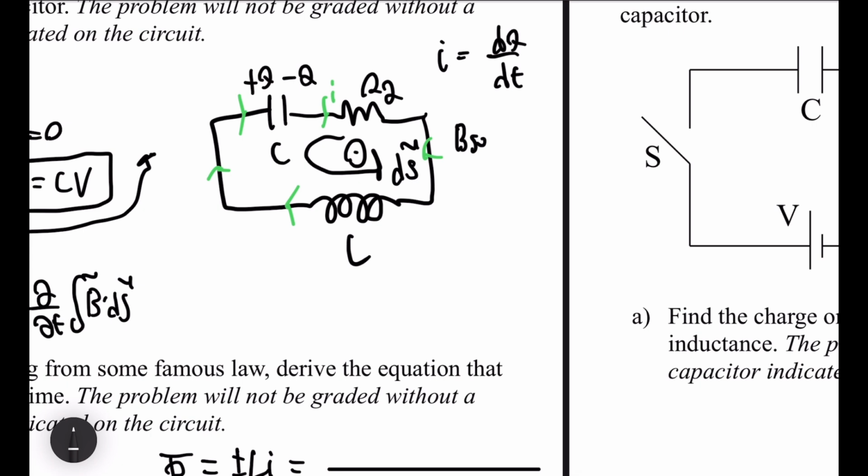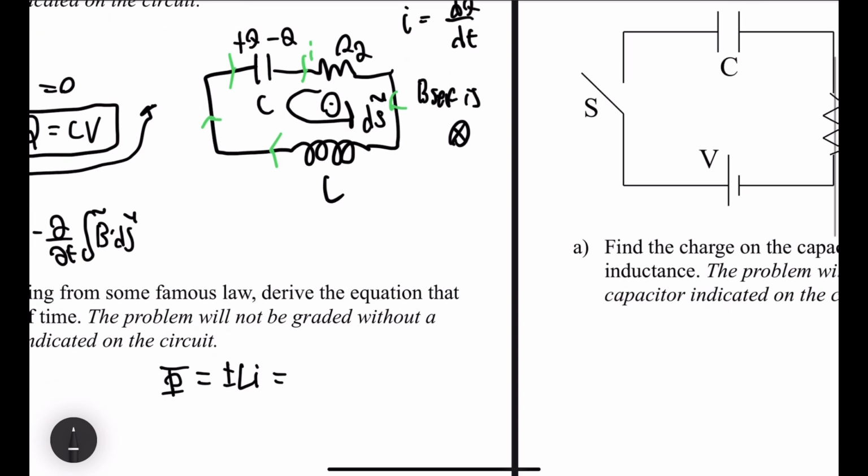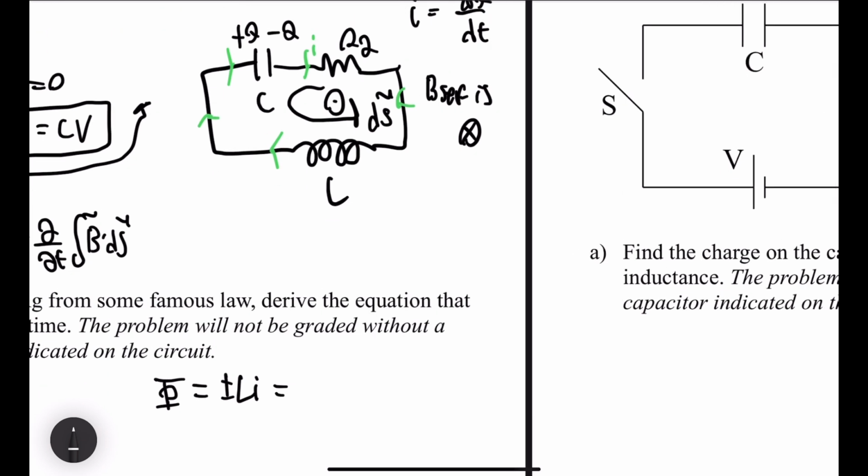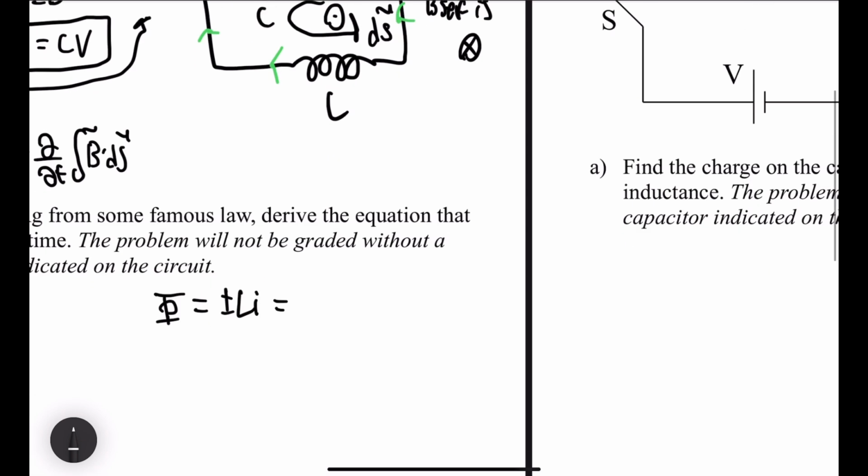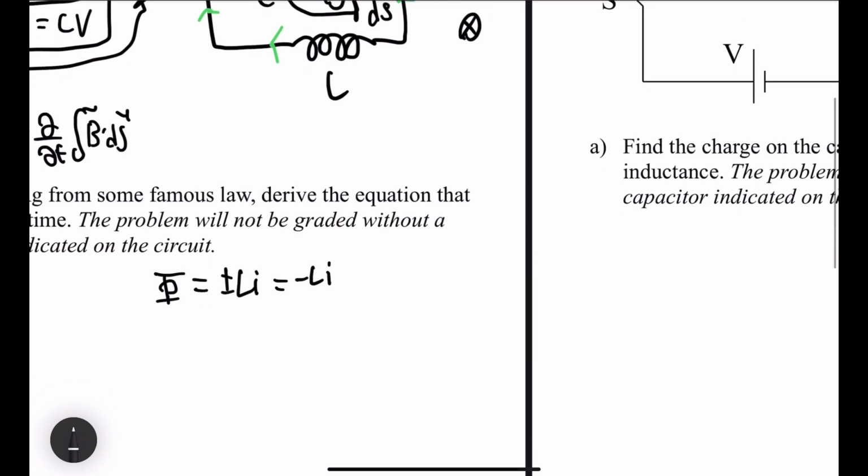So in this case, B self is going to be into the page, because I put my thumb into the page. Now my fingers curl in the clockwise direction, which is the same way as my current. So that fits my convention, the way I drew the current. Then B self and dS are going the opposite way, so the dot product is going to be negative. So it's going to be negative Li. And I take the time derivative of this flux. It's going to be negative L di/dt.